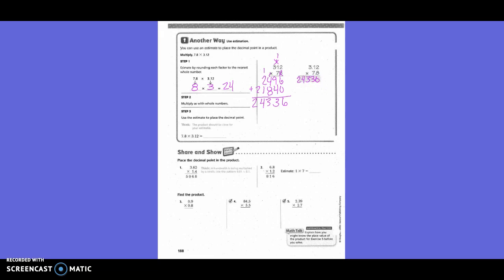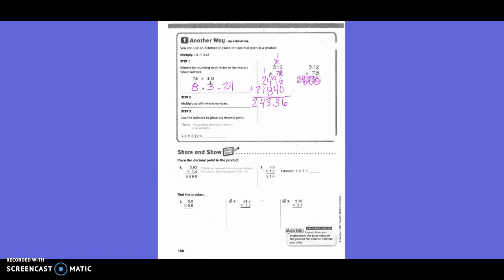So how many decimal places do I have in the top? 2. How many decimal places do I have in the bottom? 1. So we have a total of how many decimal places? 3. So now I'm going to loop over my decimal how many spots? 3.